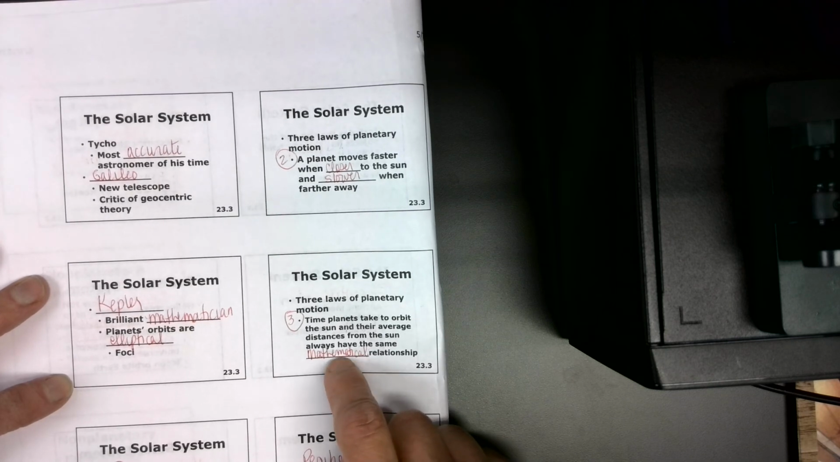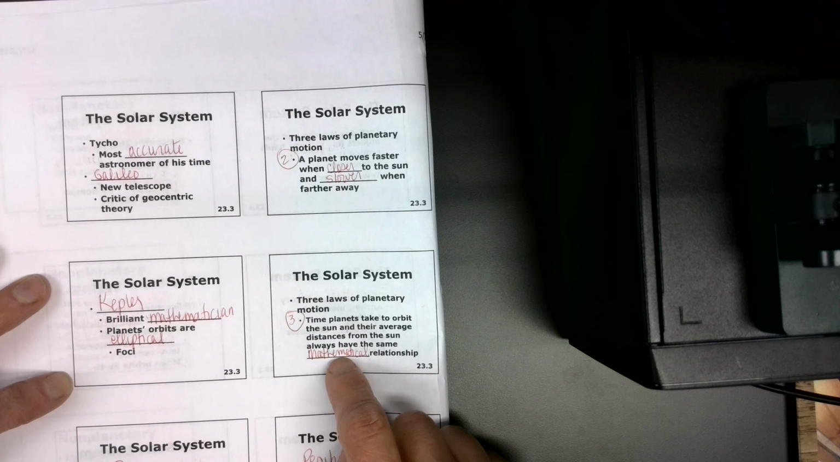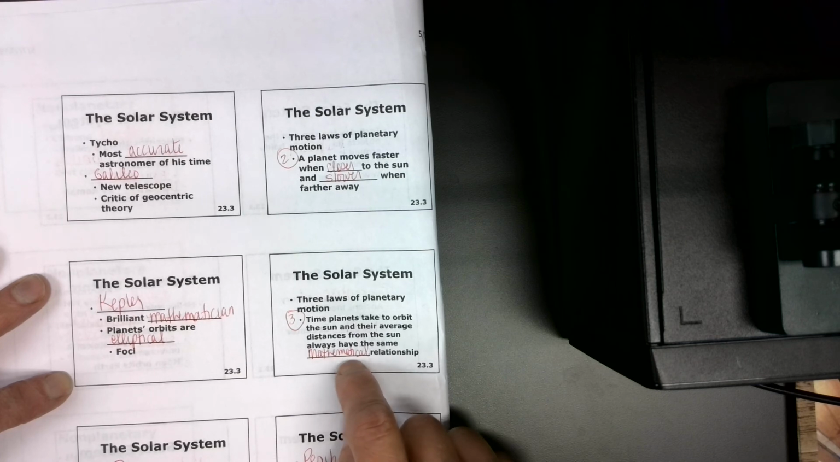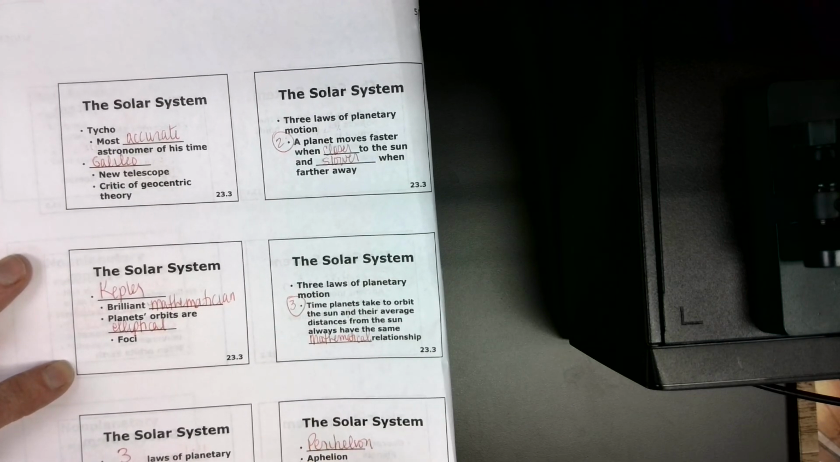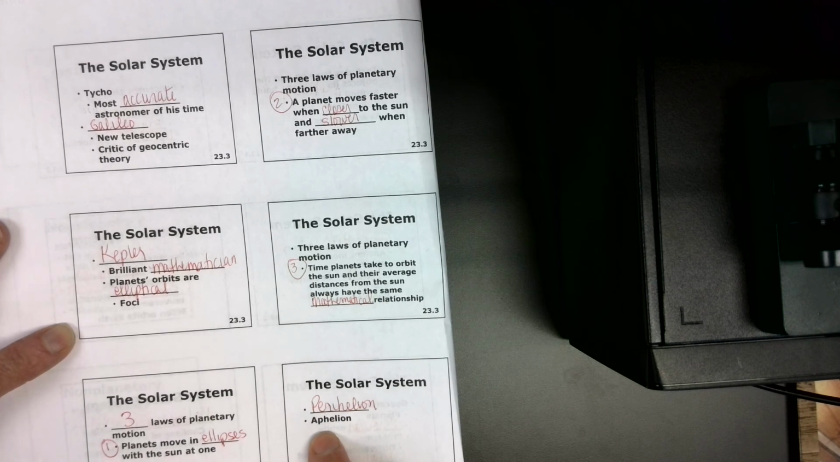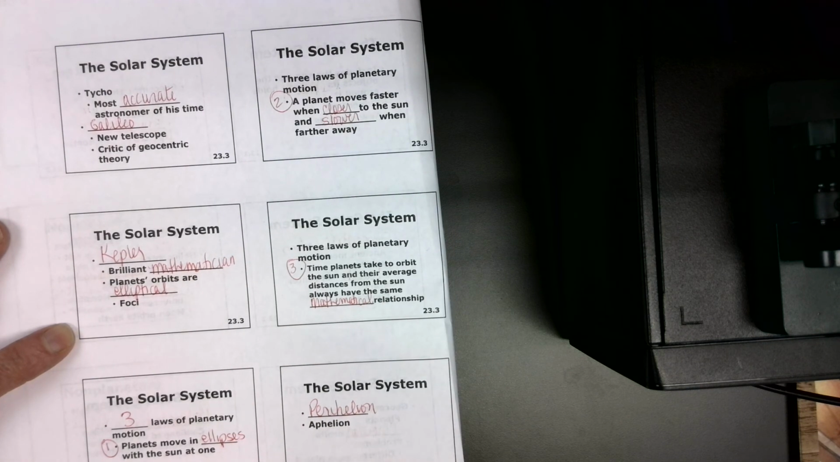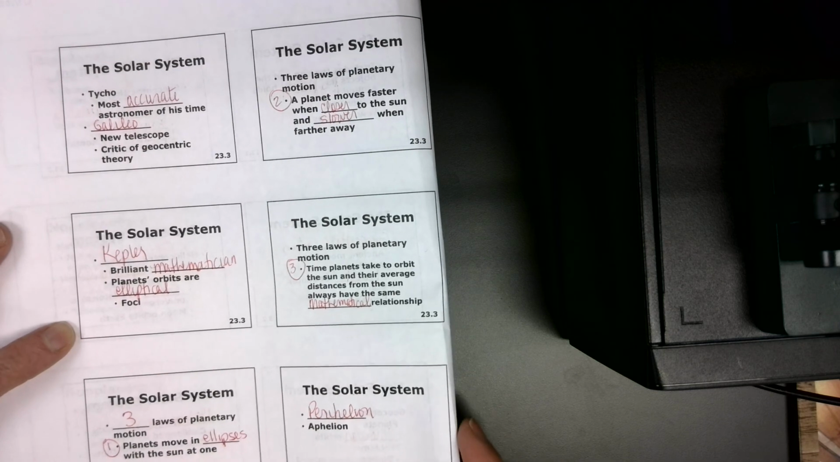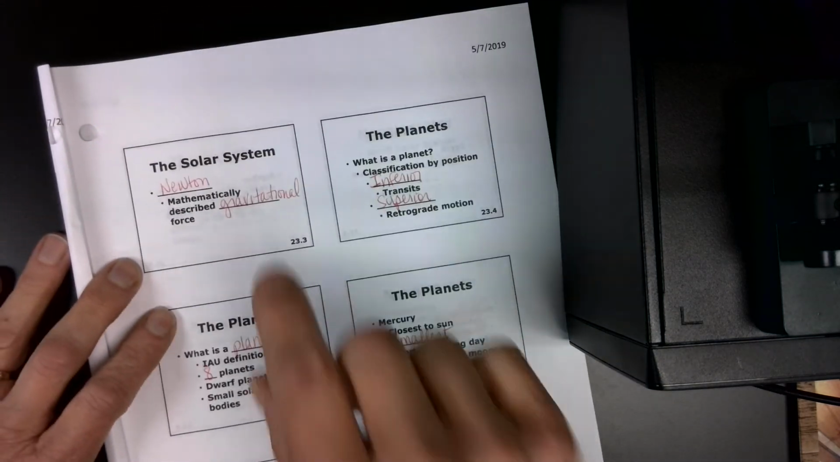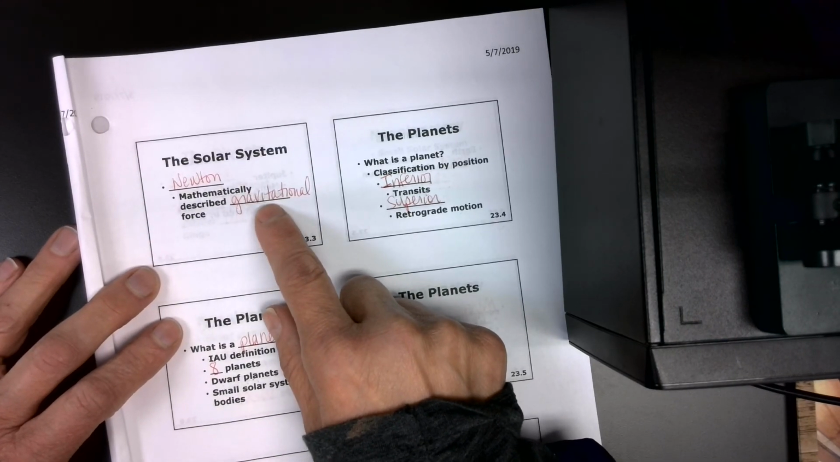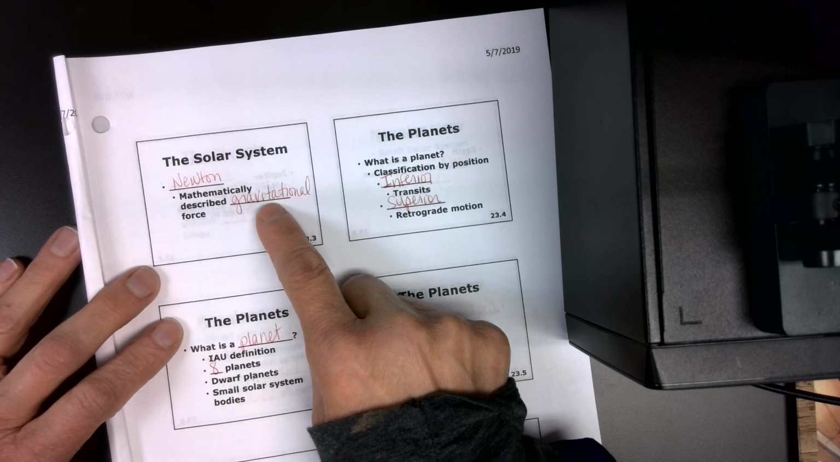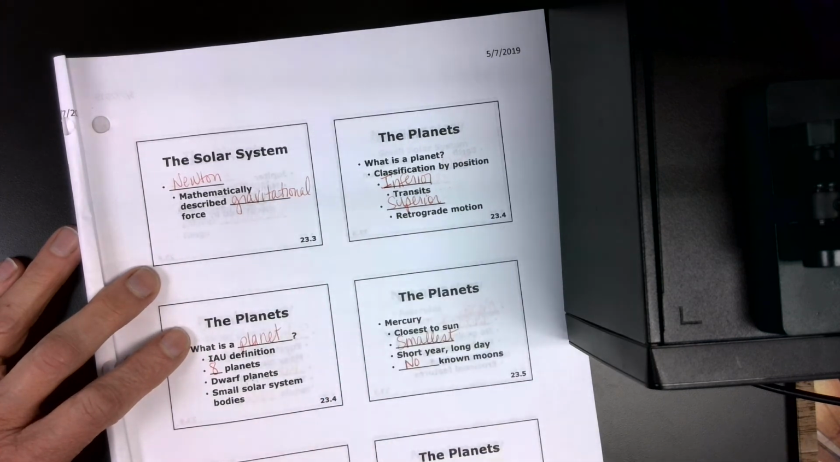You could pick two points on a pathway, an orbit around the sun, and add them up, and they will equal two other points. There are two other terms here, perihelion and aphelion, the points at which a planet is closest and farthest from the sun. Sir Isaac Newton also was a mathematician, and he described gravitational force on objects in the solar system.